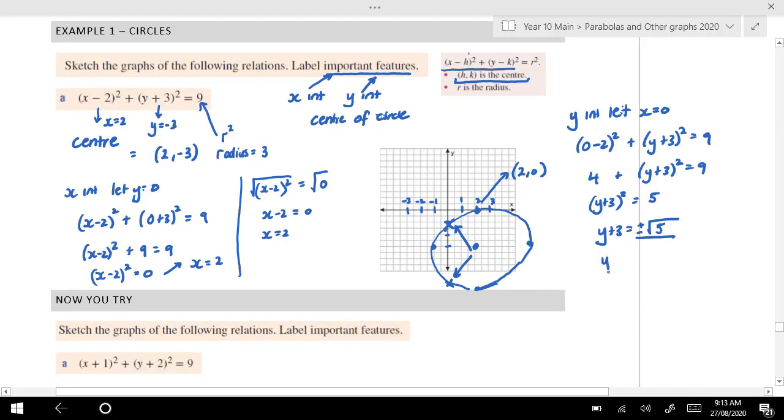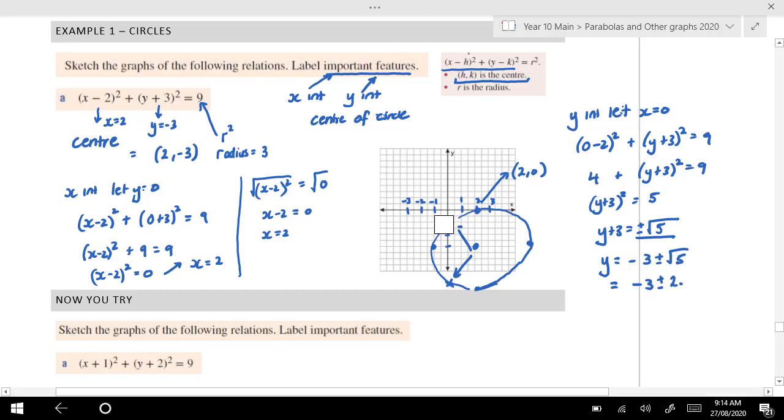Let's subtract 3 from both sides. So we're looking at Y is equal to minus 3 plus or minus root 5. Now, what is that like realistically? Well, the square root of 4 is 2, so it's going to be a little bit more than 2, but not as high as 3 because the square root of 9 is 3. So that's approximately plus or minus 2 point something, which means that if I add 2 point something to negative 3, we still get a negative answer. But you're perfectly fine to leave this as an exact answer.